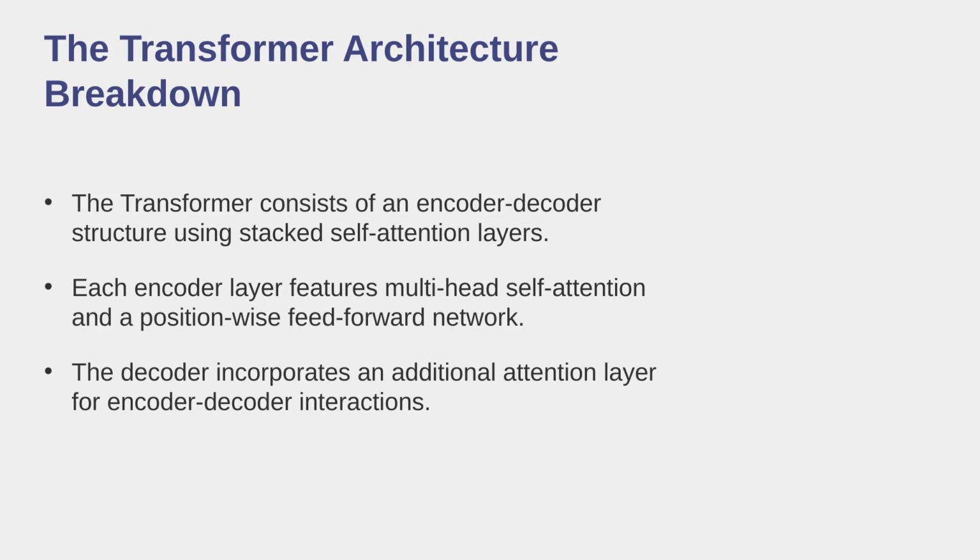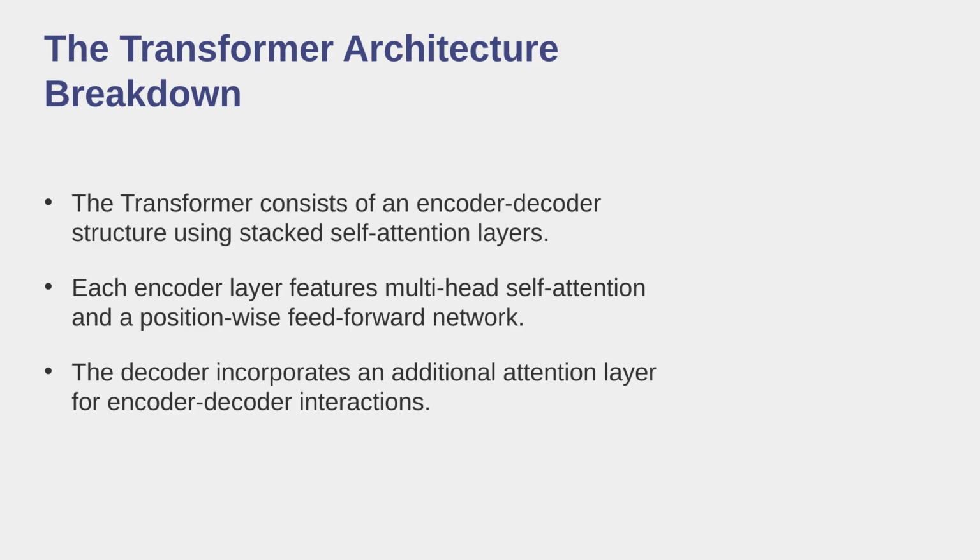Now, let's break down the architecture of the transformer. It is composed of an encoder-decoder framework, where each section is built from layers that utilize self-attention in unique ways. The encoder comprises multiple identical layers, each featuring two sublayers: a multi-head self-attention mechanism and a position-wise feed-forward network. This dual structure allows the model to capture complex dependencies within the input data while maintaining a streamlined process.